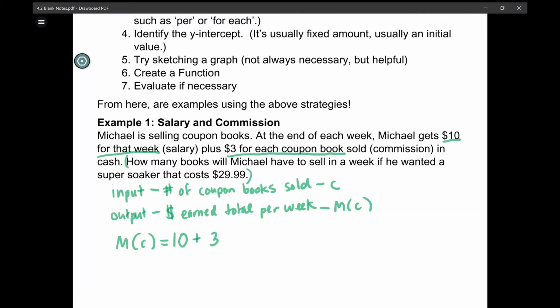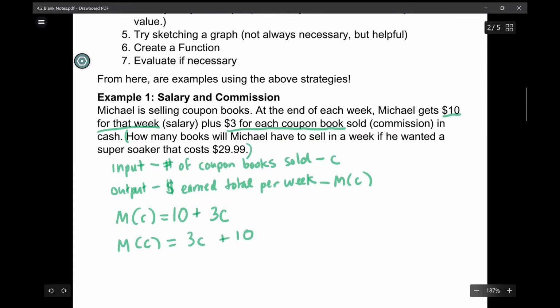So if he sold 1, he'd get $3. If he sold 2, he'd get 6. If he sold 3, he'd get 9. So I'm going to multiply that 3 by C. And there is my nice linear function that represents this situation. If you wanted to rewrite it in slope-intercept form, that's fine. M of C equals 3C plus 10. Those are the same. All right, so let's go ahead and see if we can answer this question.